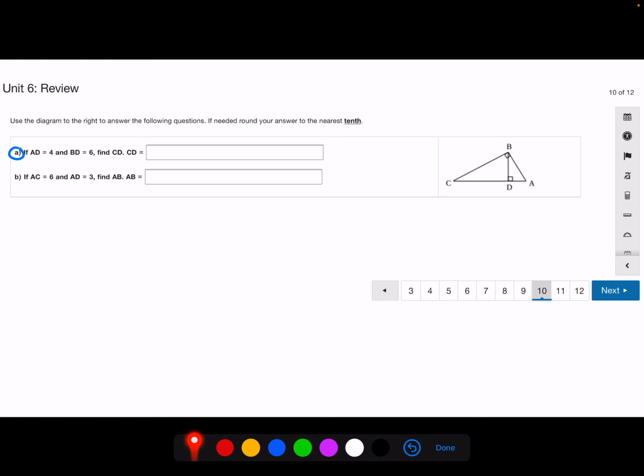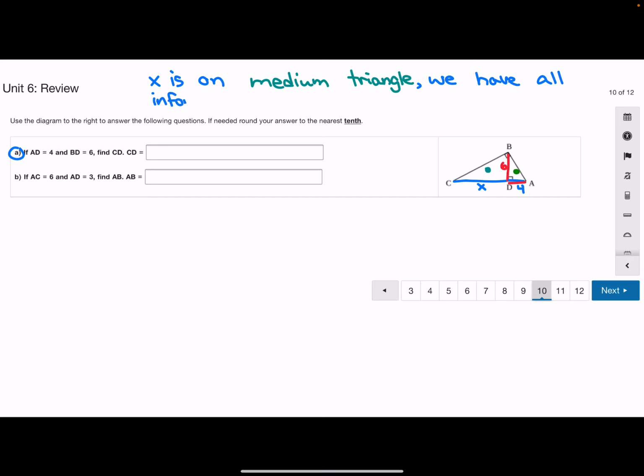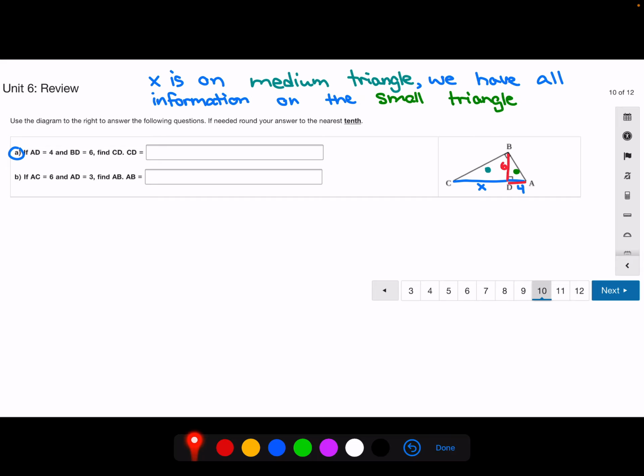So we start by thinking, which triangle is CD on? Well, CD is on our medium triangle for sure. And this other information, AD being 4 and BD being 6, well, those are both on the small triangle. So we have at least two sides on the small triangle, and then we have the medium triangle that we're working with as well. We have X and, oh, we also have BD, so we have two sides of that. So we're going to use the medium triangle and the small triangle.